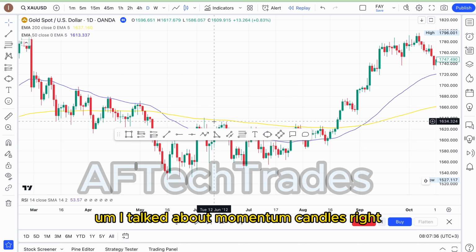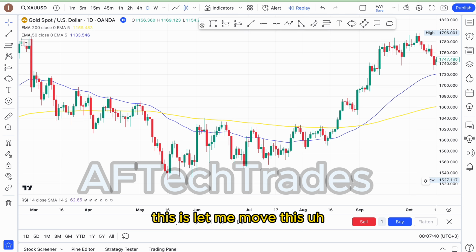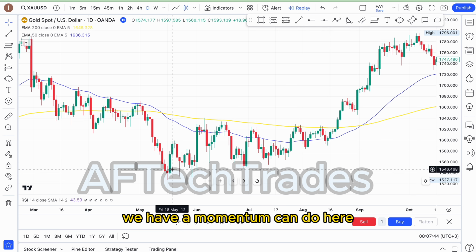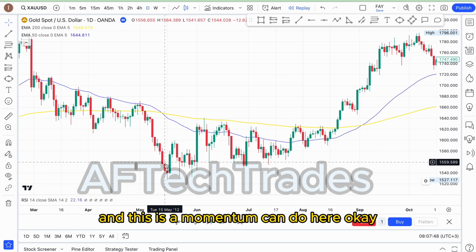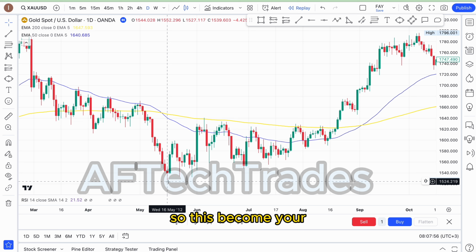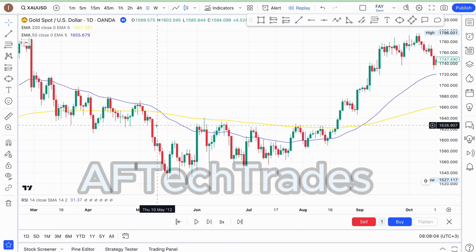I talked about momentum candles, right? We have a momentum candle here. There is a change of trend here, right? And this is a momentum candle here. Even though it's ranging, this is a momentum candle. So this becomes your region. This is when you spot just the reverse of what we had up there.